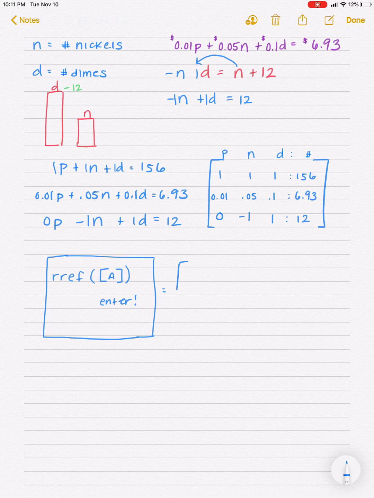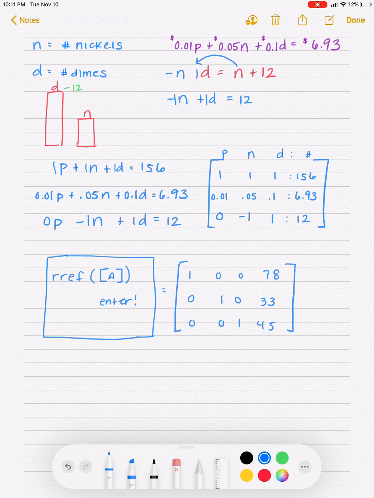And when you hit enter, here's what you're going to see. It's going to say 1 0 0 78. Okay, it's going to say 0 1 0 33, 0 0 1 45. Because of this main diagonal having the ones, that means that there's one unique solution.